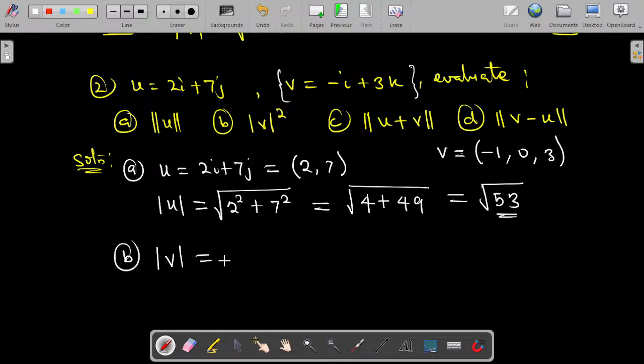Okay, so that means the magnitude is going to be the square root of minus 1 squared plus 0 squared. But of course, you do not have to bother yourself writing this 0 squared, because 0 squared is still 0. And then plus 3 squared.